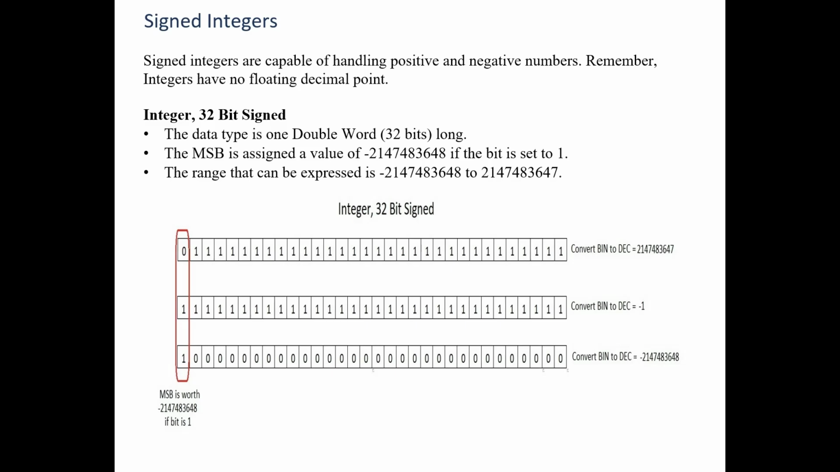The 32-bit signed integer is similar to signed integers that we've already talked about, but with more data bits to handle a much larger range of values. The MSB is assigned a value of negative 2,147,483,648 if the bit is set to 1. The range it can handle exceeds 2 billion to the negative and more than 2 billion to the positive.